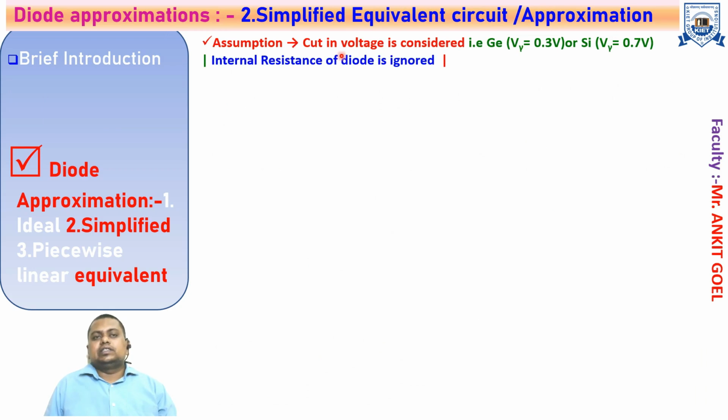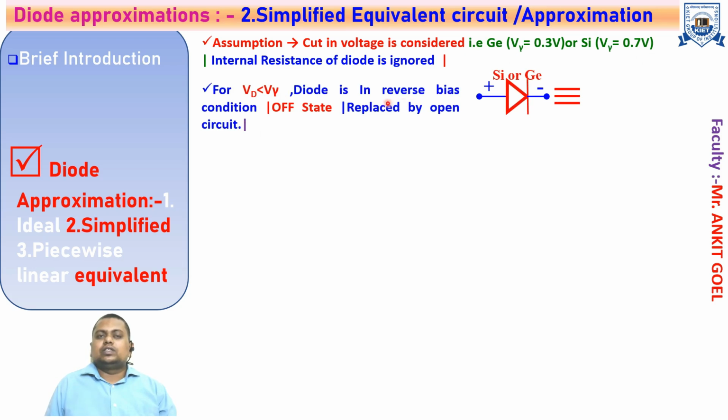In this model, we will consider the cut-in voltage, but we will again not consider the internal forward resistance of the diode. The cut-in voltage is denoted here by V gamma, that is 0.3 volt for the germanium and 0.7 volt for the silicon. So when the voltage across the diode is less than the cut-in voltage, the diode is said to be operating in the reverse bias condition. So the current across the diode is zero. It will be operating in the off state, so it will be replaced by the open circuit.